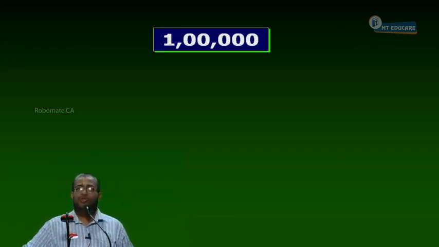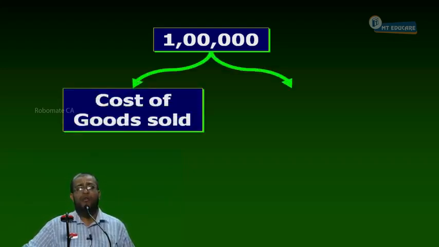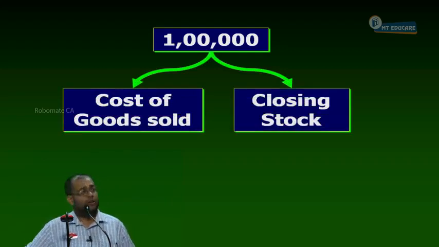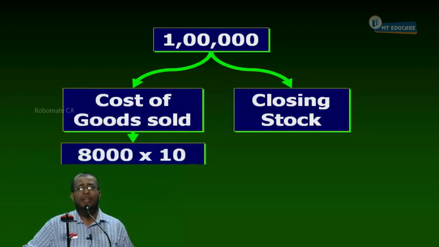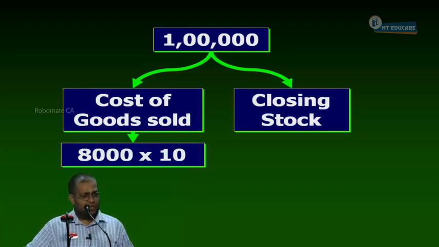This I classify into two. What are the two classifications? Cost of goods sold and cost of goods not sold, which you can call closing stock. Now, what is the cost of goods sold? 8,000 units sold at 10 per unit. Yes or no?